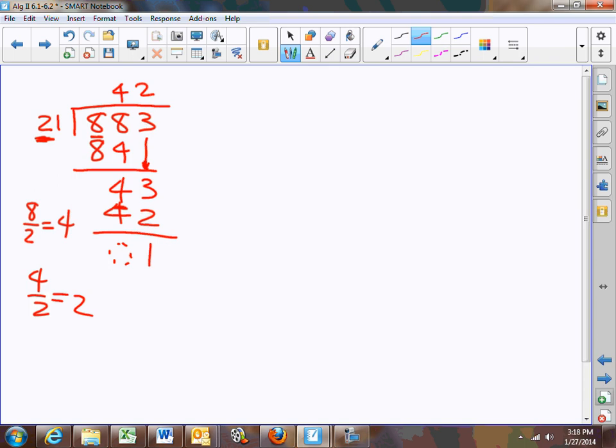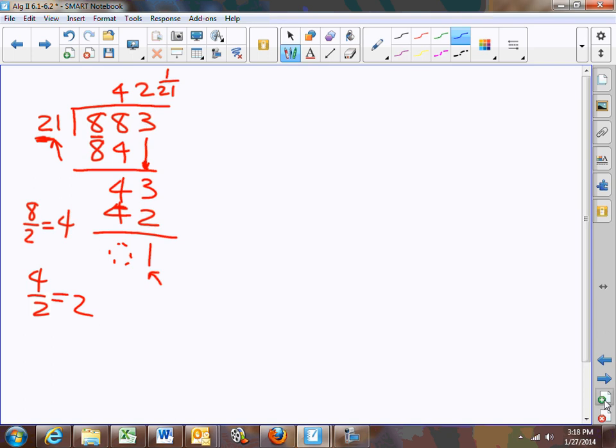Now, at this particular point, you really have 3 different choices. One choice is to write R1. Now, we're not going to do that. The second choice would be to put a decimal and add zeros and keep going. You know, bring the decimal up and keep going and get a decimal expansion. We're not going to do that either. And your third choice is to take the number that you have down here and put it over the divisor as a fraction. So in other words, 1 over 21. Now this is 42 and 1/21.